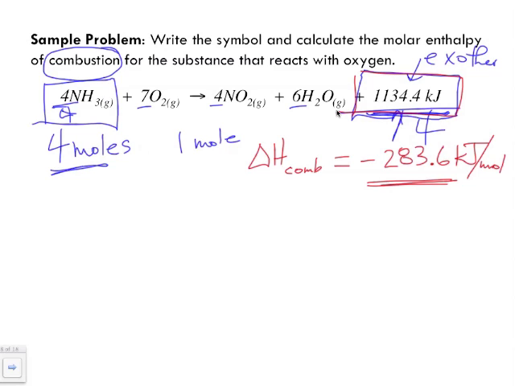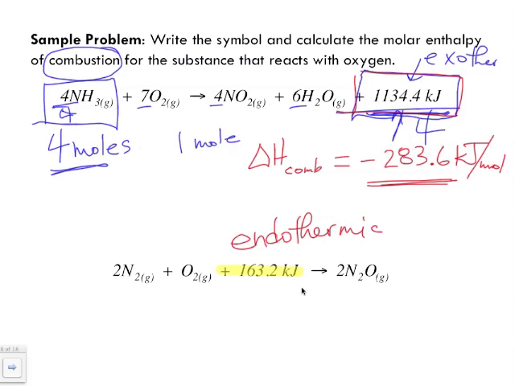Let's look at the next sample problem here. We've got 2 moles of nitrogen combusting in the presence of oxygen gas, and it is absorbing 163.2 kilojoules to form 2 moles of dinitrogen oxide gas. So because this value is on this side, we know that this reaction is considered endothermic.